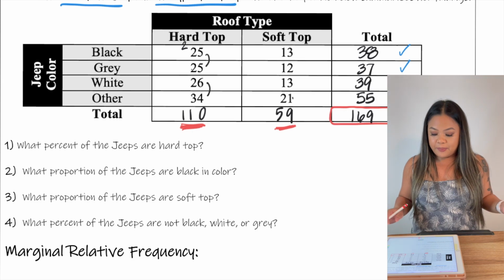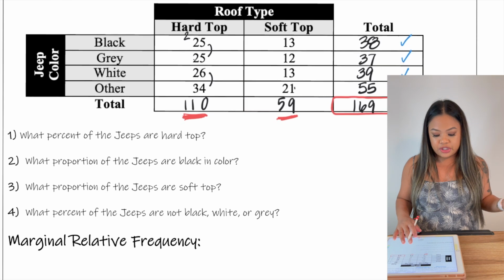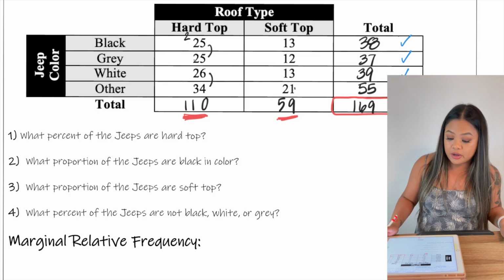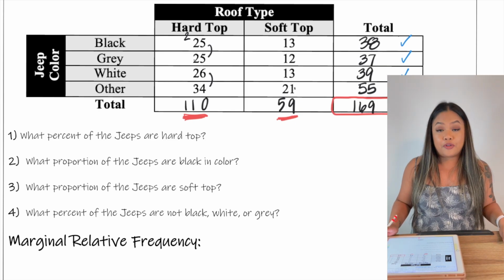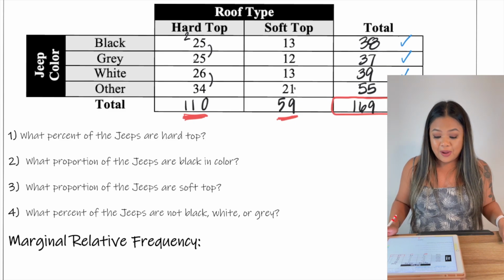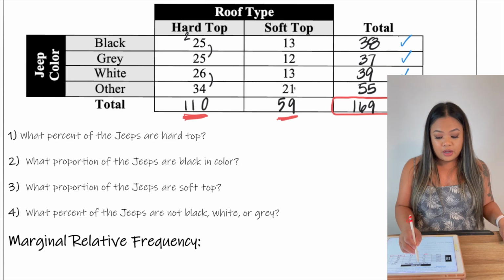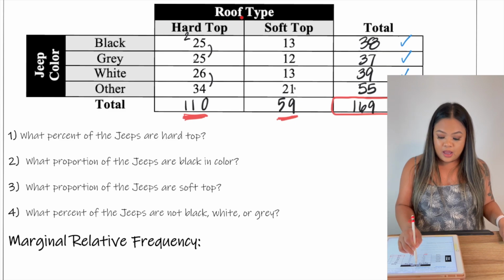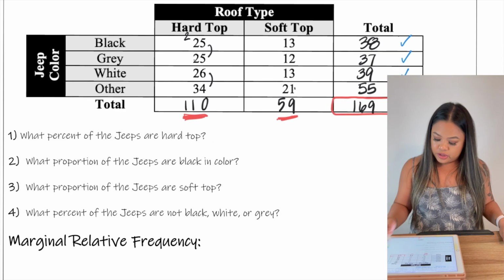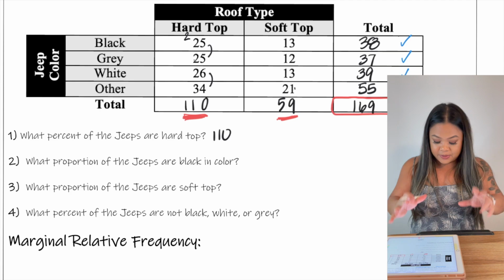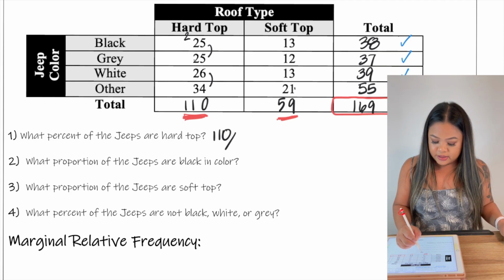All right, so we filled up our little 2A table. Let's answer the questions below it. Number 1, what percent of the Jeeps are hard top? So we're going to look for a percentage. First, we need to know how many hard tops there are. Looking at our table, the total number of hard tops is found under the column for hard top, and that is 110. So it's 110 out of the total Jeeps, which is 169.